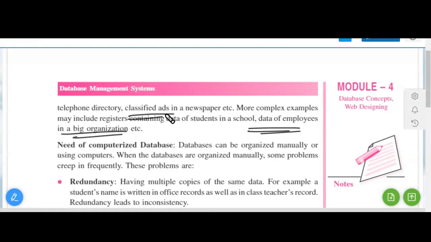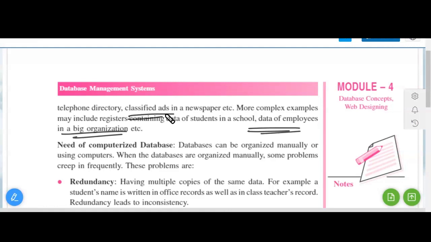So these all come under database. If you take a railway reservation example, you have the details of the passengers who are going to travel, and the details of the train that will be running through a specific route. These all come under your database. So when the data is organized, we call it a database, mostly in the form of a table.